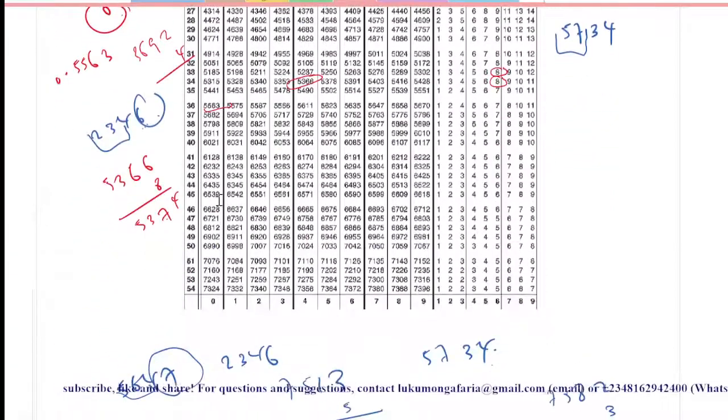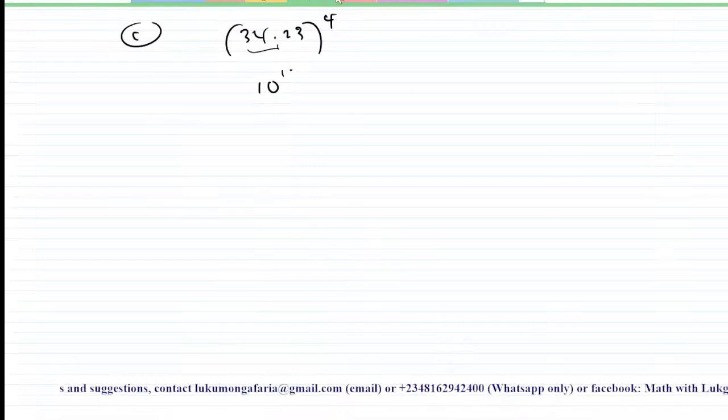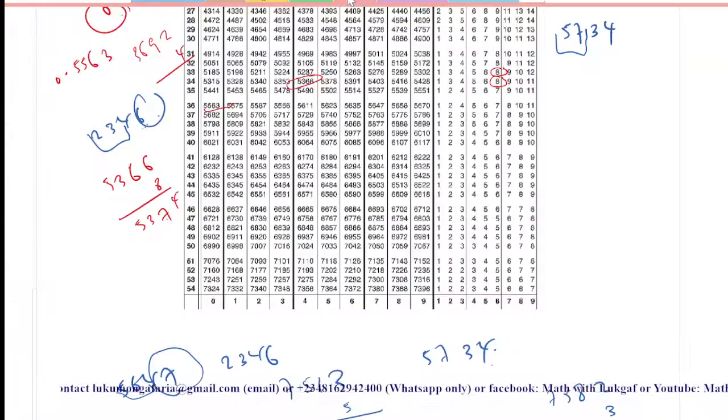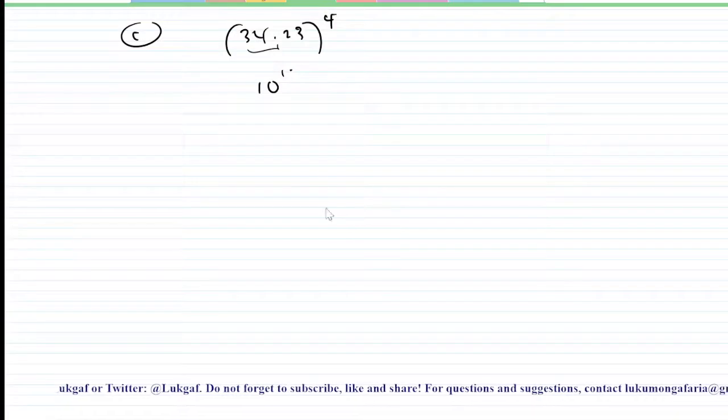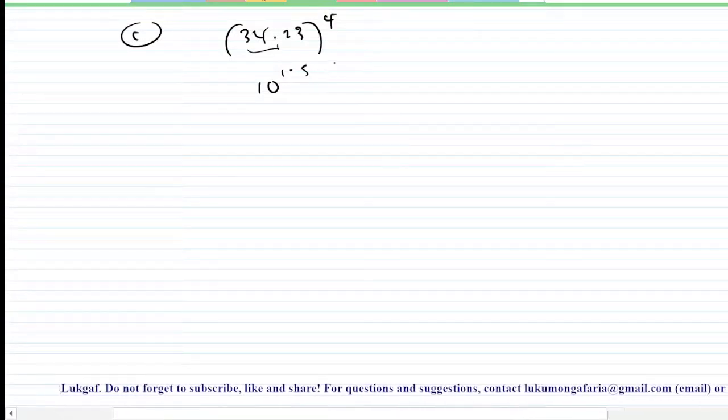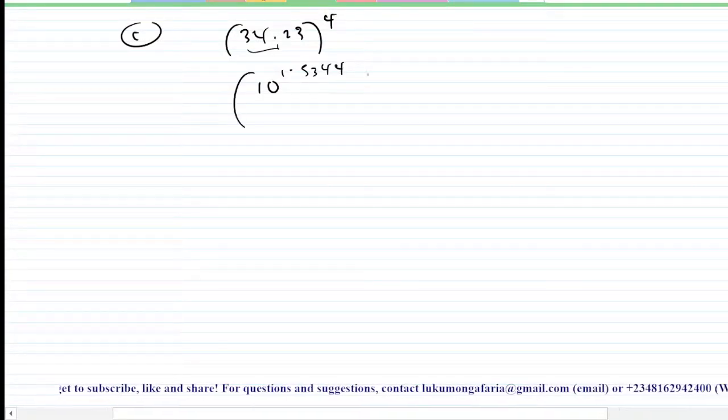If you check it under the anti-logarithm table, then you are wrong. That's rubbish nonsense. So 34 under 2, then difference 3 is 4. That will give you 5344. You know this is the logarithm of this number, right?